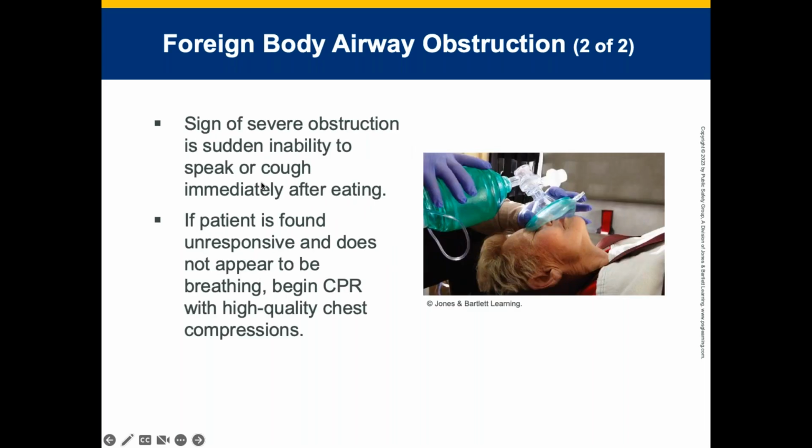The poor air exchange, the patient has a weak, insufficient cough or may have increased difficulty breathing, stridor, or stenosis. So signs of severe obstruction: the sudden inability to speak or cough immediately after eating. If the patient is unresponsive, like I said before, start CPR. The only difference is when you're going to do bag valve mask ventilation, look inside the airway and see if you can see something. If you can see it, take it out. If you can't, please do not do a blind finger sweep.